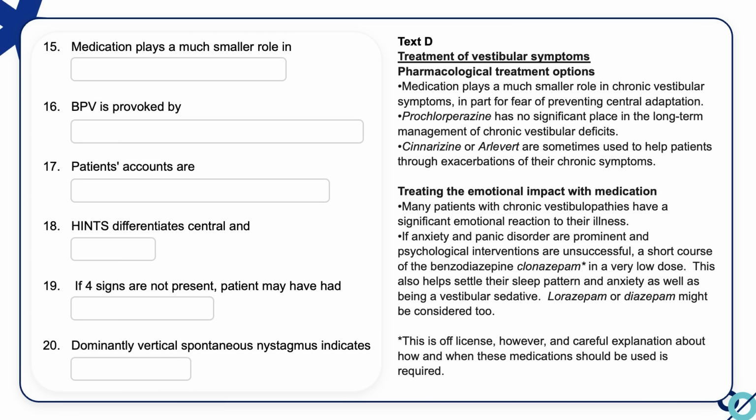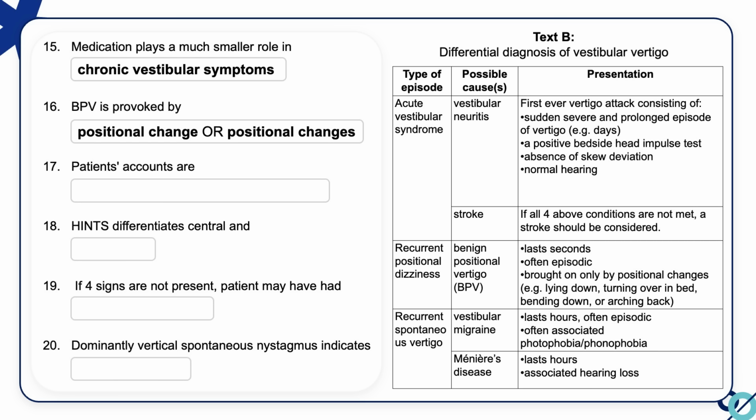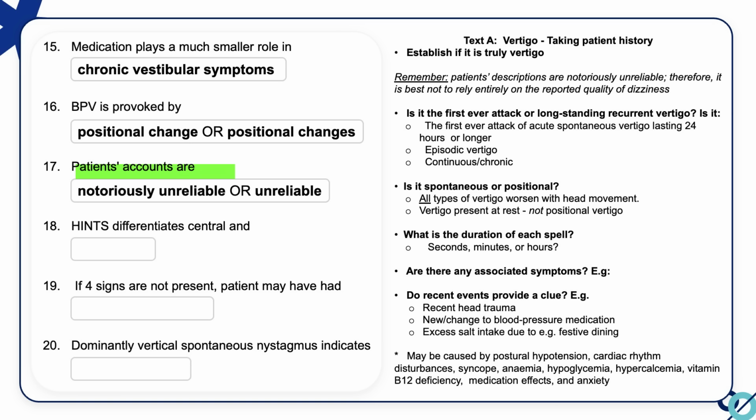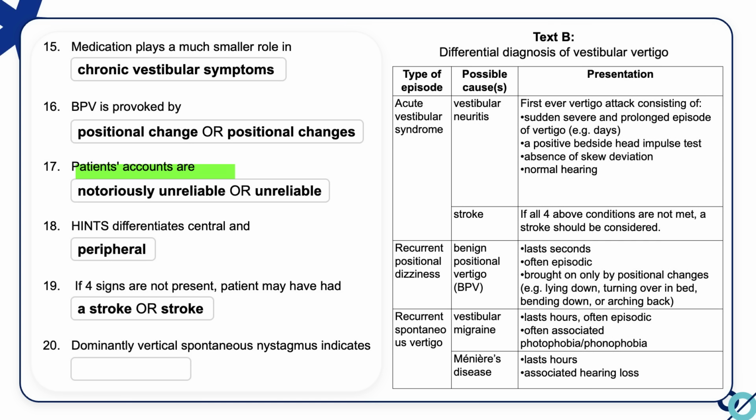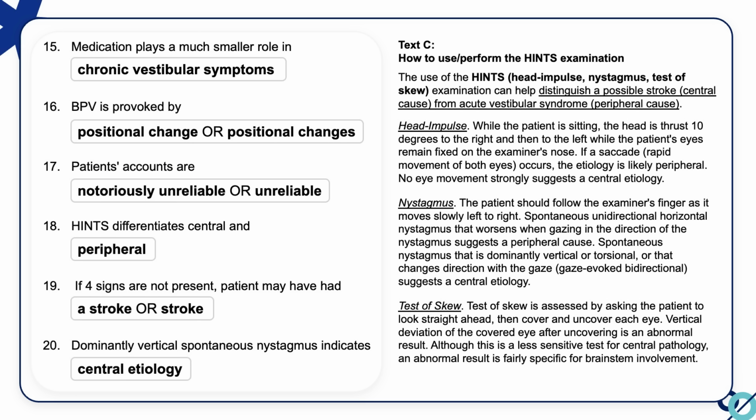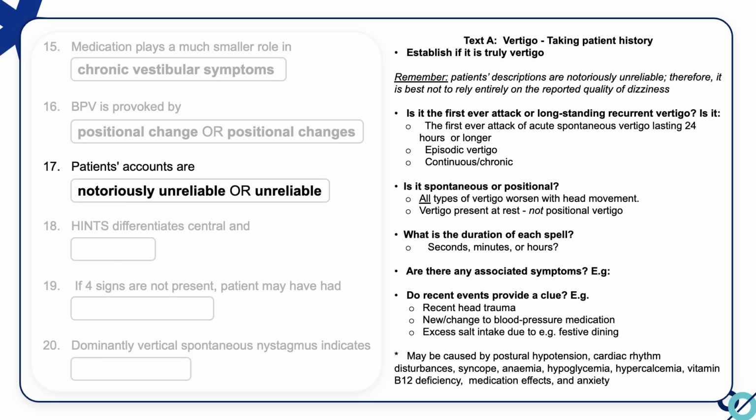Now let's move on to questions 15 through 20, which were sentence completion. A quick strategy note here: these must be grammatically correct within the sentence provided in the question. Number 15 is chronic vestibular symptoms. Number 16, positional change or positional changes. Number 17 is notoriously unreliable or unreliable. Number 18 is peripheral. Number 19 is a stroke or stroke. 20 is central etiology.